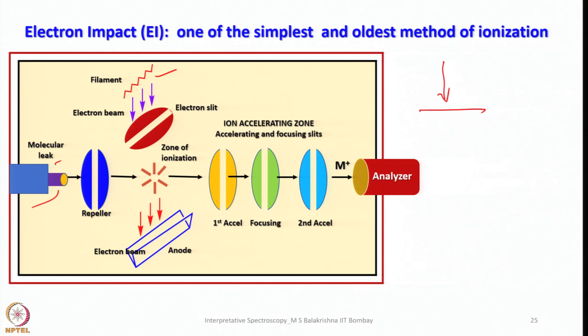As the electron beam is highly energetic, at 70 electron volt, it provides sufficient energy to gas molecules to cause ionization and the characteristic fragmentation of sample molecules, either by loss of radicals or by loss of neutral molecules. Under the influence of this high energy electron beam, what happens? Ionization takes place. And of course, here 70 electron volt, and it gives M plus plus 2 electrons, and then M plus further.